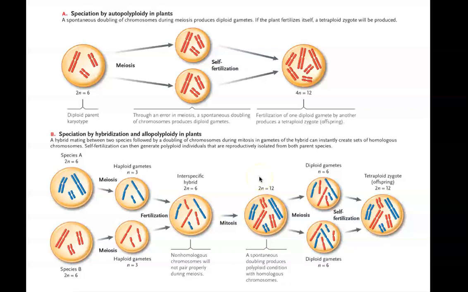The end result is kind of the same in autopolyploidy and allopolyploidy. You end up getting a new species that's polyploid, but the mechanism by which it's happening differs. In autopolyploidy, it's just a mutation or an error that's happening in one species. Auto means self. And in allopolyploidy, you get a new species forming as a result of a hybrid forming from two species successfully hybridizing.